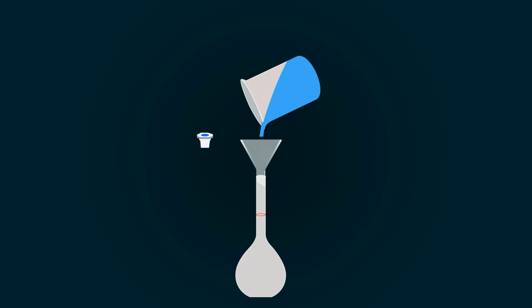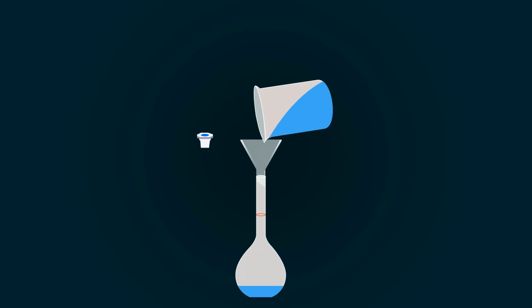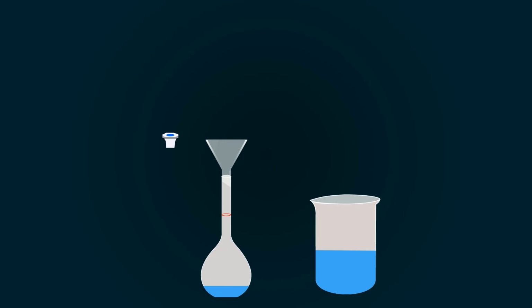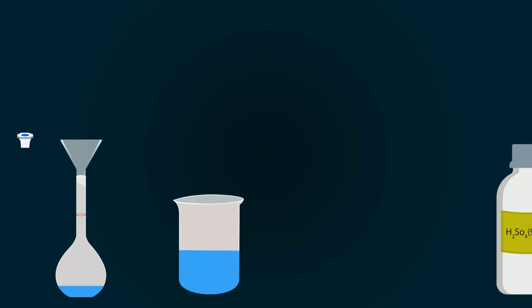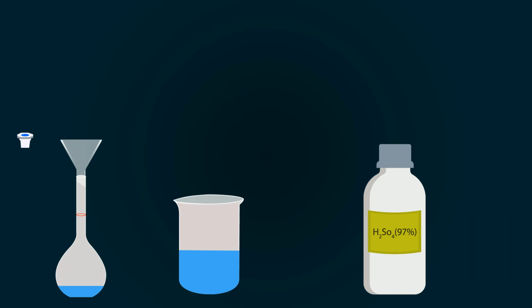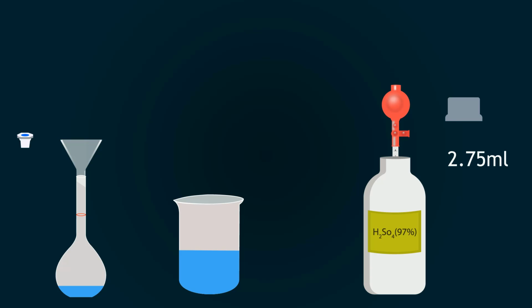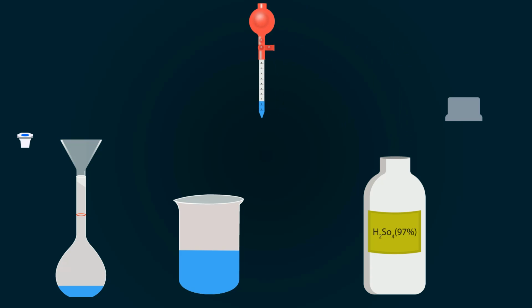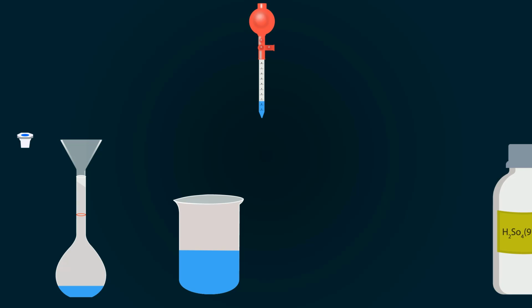This water addition is used for your own safety, so you cannot harm yourself when handling sulfuric acid. Now take the beaker of sulfuric acid and open it up. Now you will have to pipette out our required volume, which is 2.75 milliliters, and put that into the measuring flask.